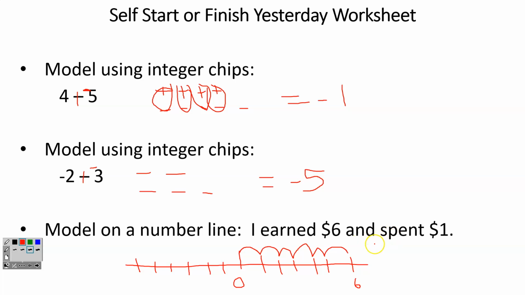If I spent $1, that's going to mean that how much money I have went down. So that's going to be a negative. So I'm going to jump 1 place in this direction, and I'm going to end up at 5. So my answer for this problem would be 5, or you could say I have $5 left. Okay, so there's today's deep thought. You're welcome to pause it and read it if you so desire.